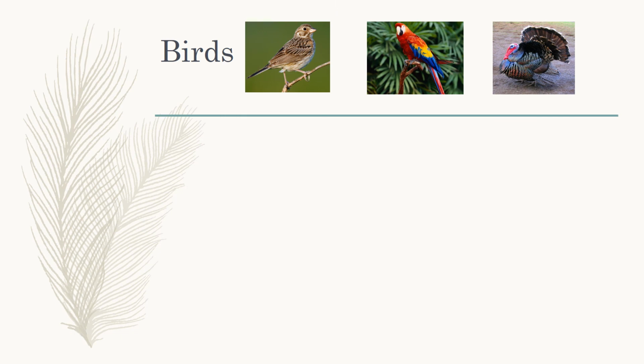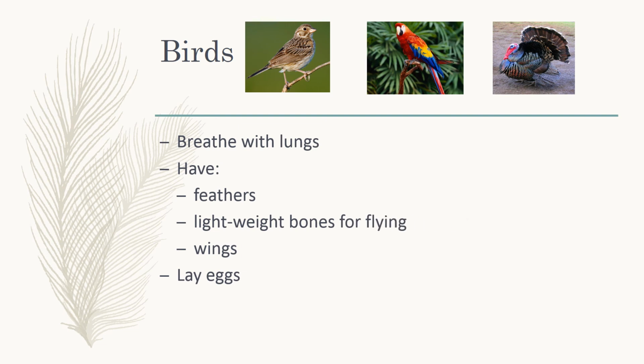Finally, let's take a look at our 5th group, the birds. Birds breathe using lungs since they live on land for their entire life. They have feathers, lightweight bones for flying, and wings, 3 very distinct features for birds. And they also lay eggs to have babies. 3 examples of birds are the sparrow, a commonly seen bird, parrot, and the turkey.